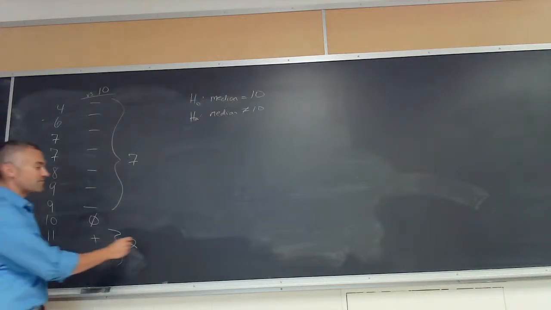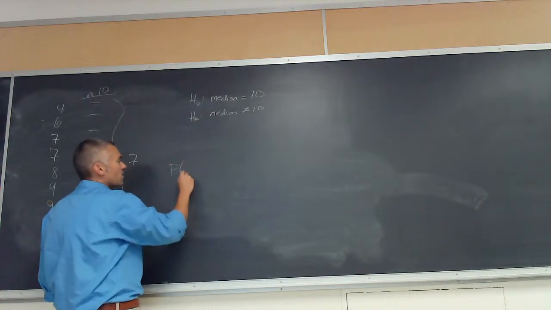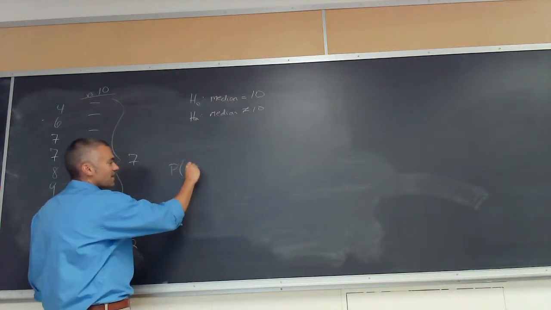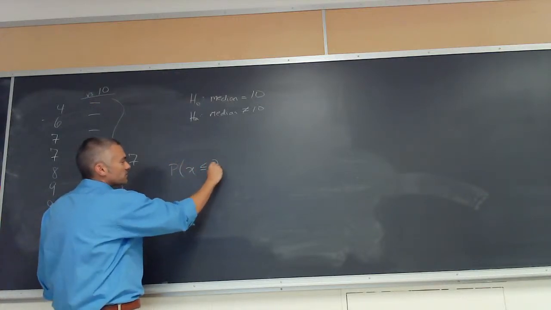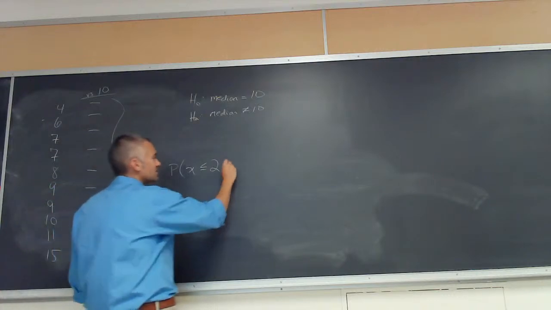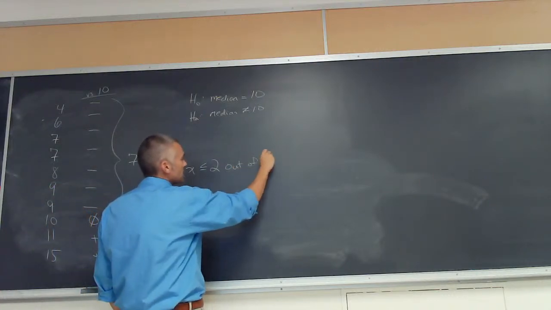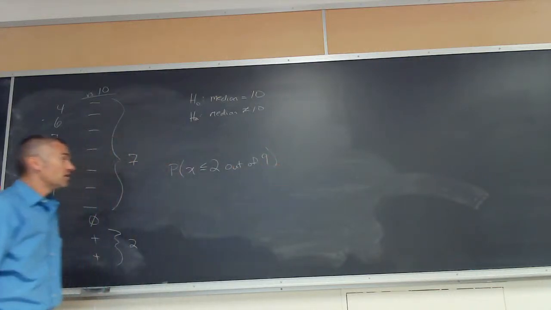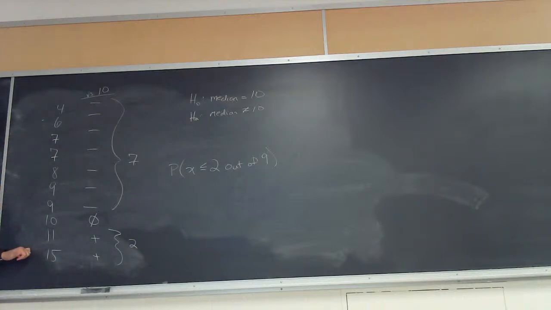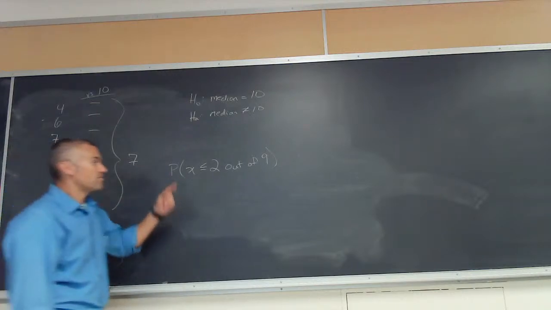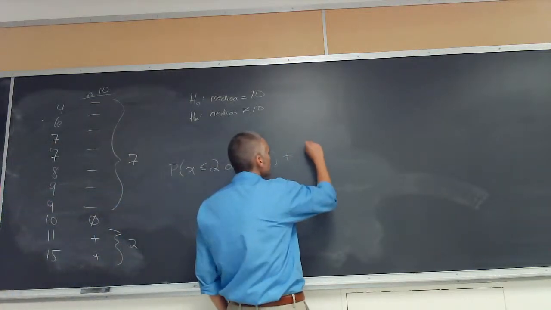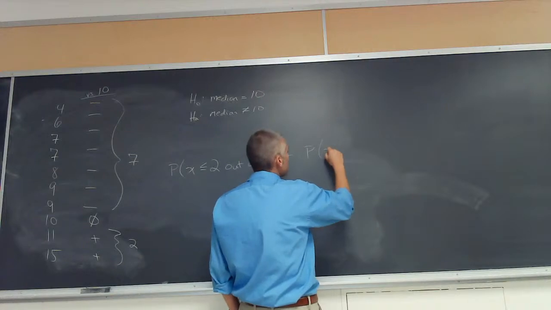So at this point, we have 2 positives. We want to know what's the likelihood that we would get less than or equal to 2 positives out of 9 tries. So we had a sample size of 10, but that gets dropped out. So now we've got pluses and minuses. And this is only part of it because there's the other one.